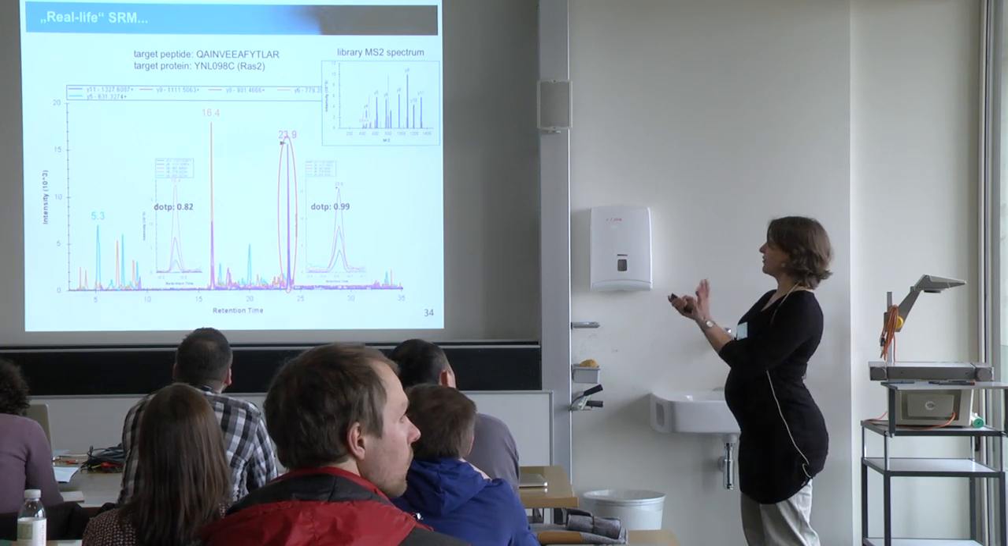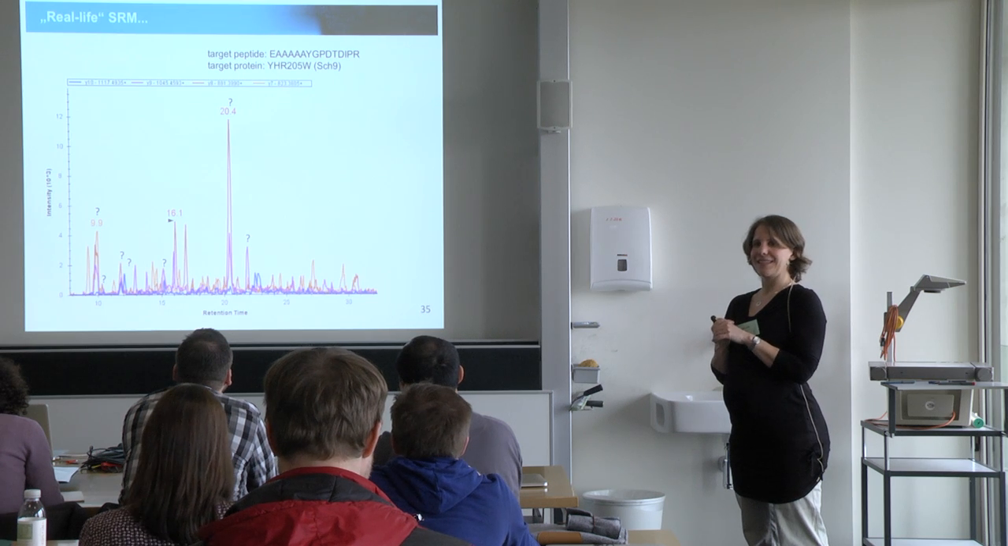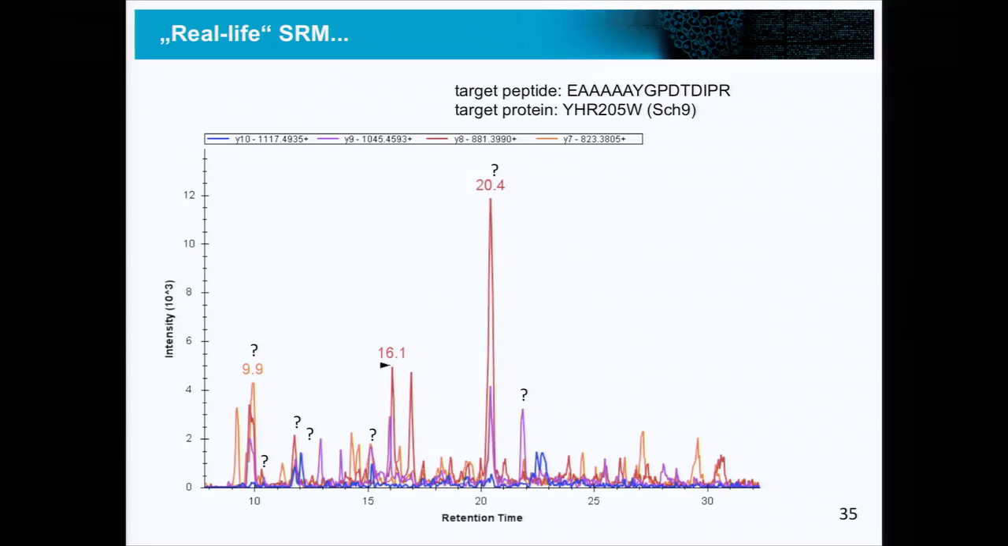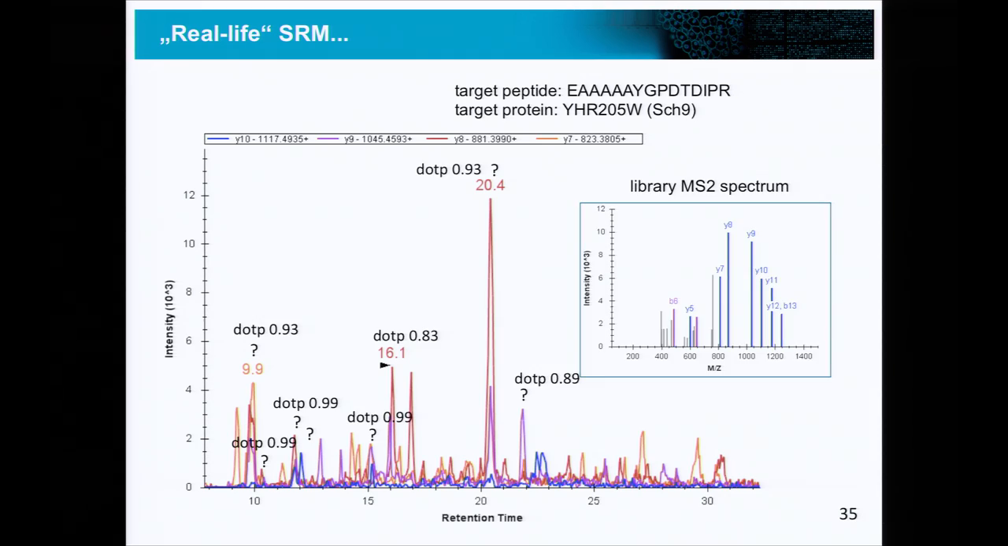Okay, so we solved the problem. The next problem is that very often in SRM, if you're targeting low abundant proteins, the situation looks even worse. So this is the trace for this protein, targeted with this peptide and 4 transitions. What's the right peak? So I show you the MS2 spectra right away. That was the MS2 spectra from the library, and I show you the dot products of different peaks here. And what you see is the dot product doesn't help us here at all. We have 0.99s and 0.89s and 0.93 quite frequently.